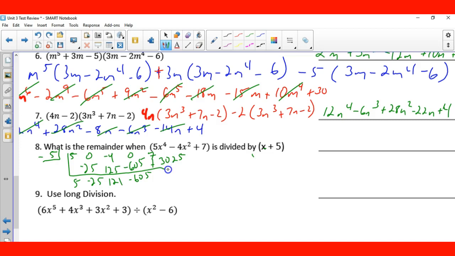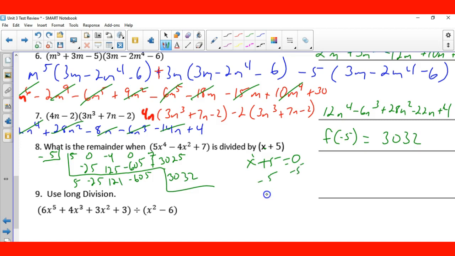And what that gives us is +7. It's going to be 3,032. So there's our remainder right there, guys. So f of -5 equals 3,032. Now again, where did I get -5 from right here, guys? X plus 5. Set it equal to 0 and solve it. X equals -5. So there we go.